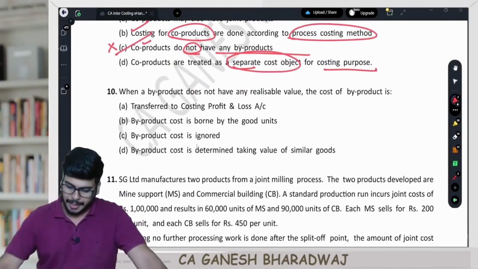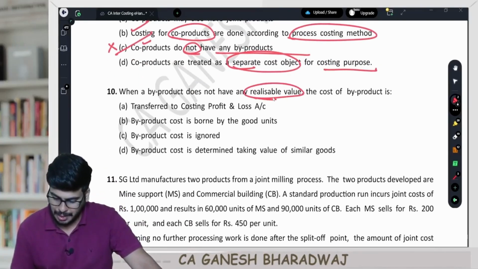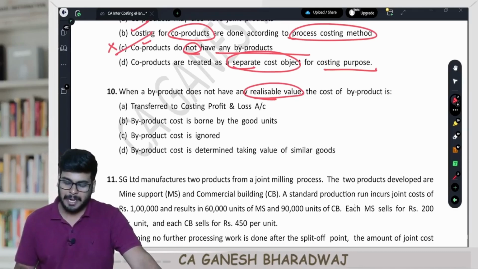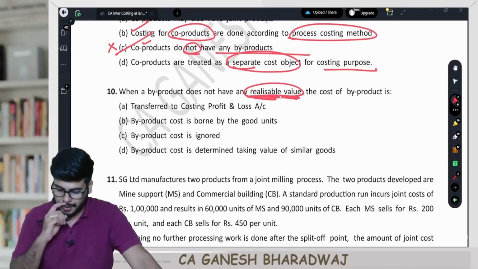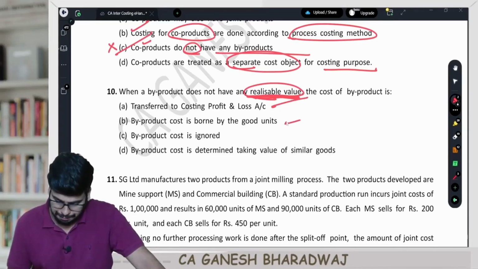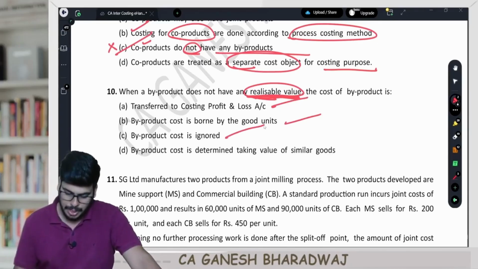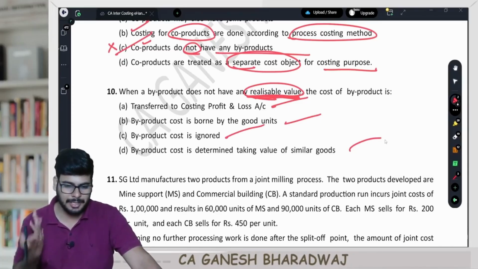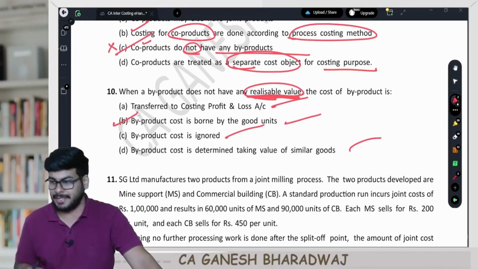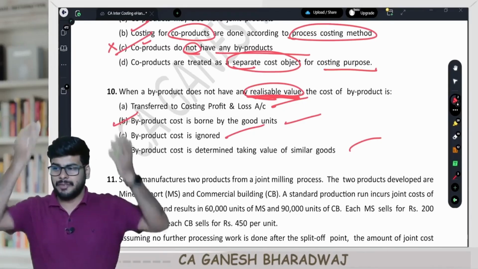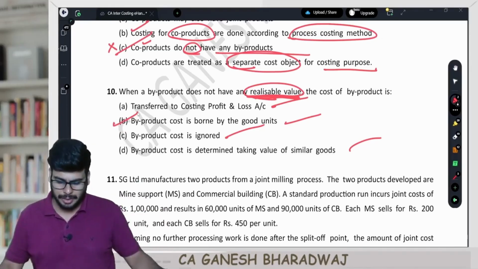Next, when a byproduct does not have any realizable value, what do you do with respect to the cost of the byproduct? It is transferred to P&L, or borne by the good units, or ignored, or determined by taking the value of similar goods. Obviously, where is the need to think about it? It's direct. It is borne by the good units. Treatment is similar to your normal loss and all. We have done one full chapter. That's about it.